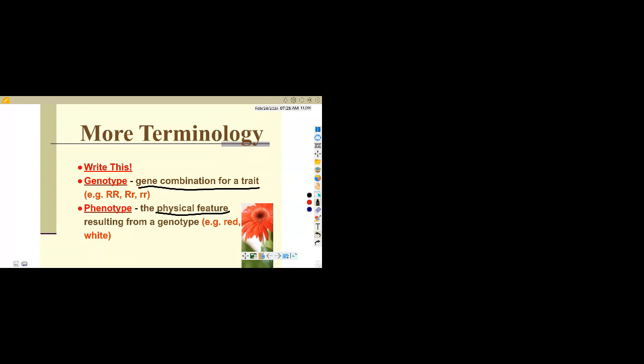So your genotype is always going to look like this. You're going to see either big R, that means they have two dominant traits. Big R, that means that they're a hybrid. Or little r, that means that they're recessive. The phenotype is going to be red, white, pink. The phenotype is going to be a physical thing that you can see with your eyes. That's a phenotype.